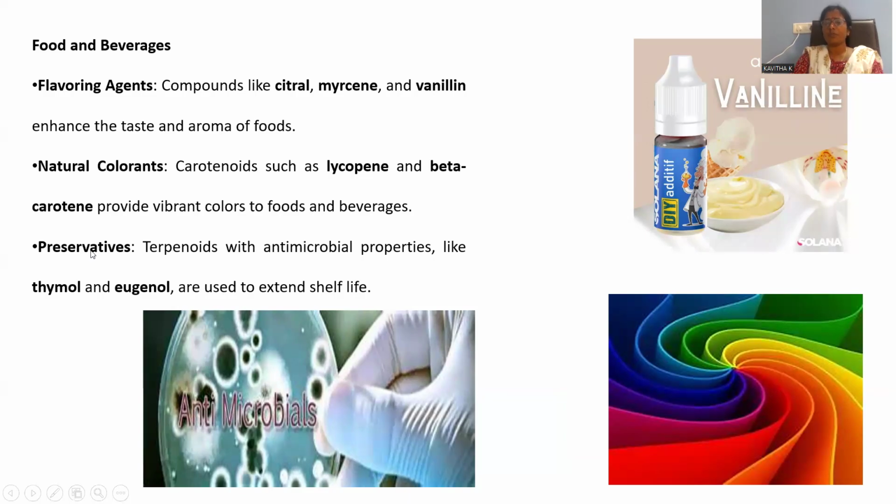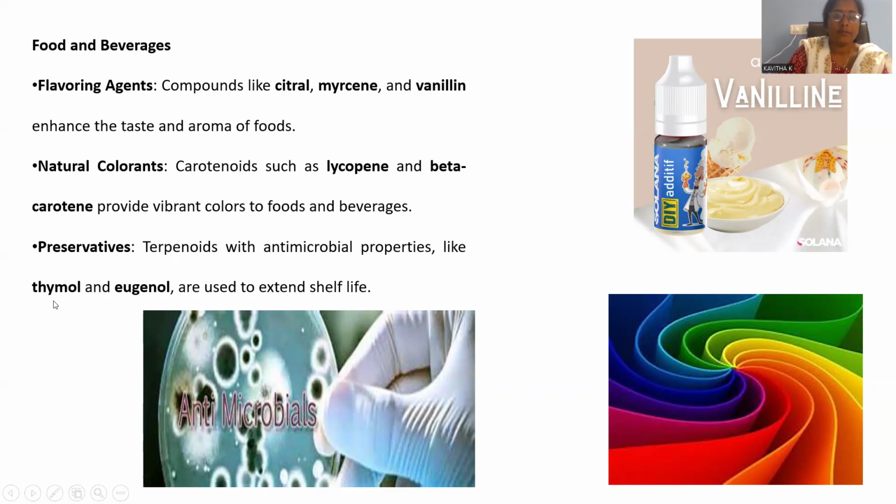Preservatives. In order to preserve the food material, preserve in the sense we can store them. So in order to store them, we have to avoid the microbes. So antimicrobial property is available for them. Whenever any food material is blended with these terpenoids, they fight with the microbes, so antimicrobial properties are available. We can store those food materials for a longer time, especially in case of pickles. These antimicrobial properties operate, and they can be preserved for longer times.